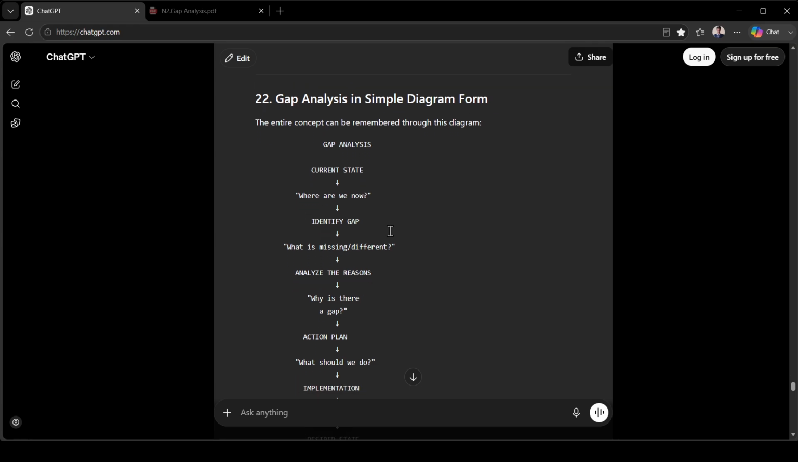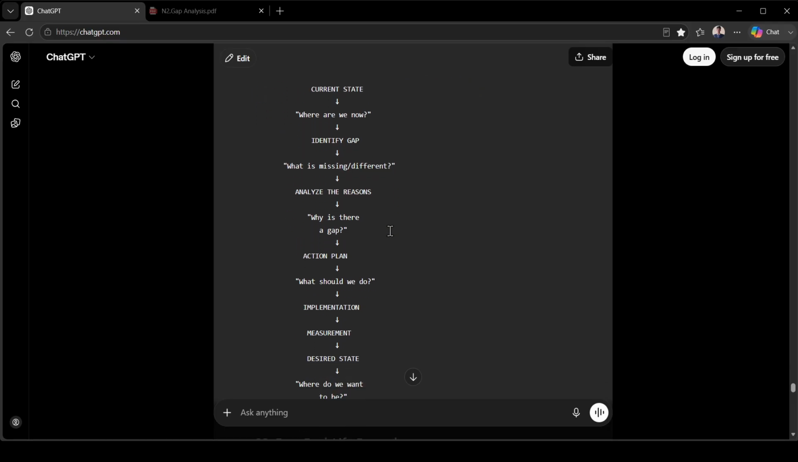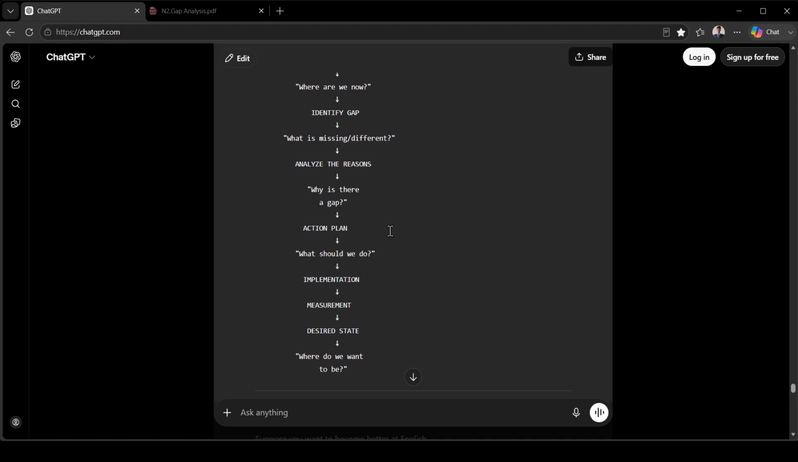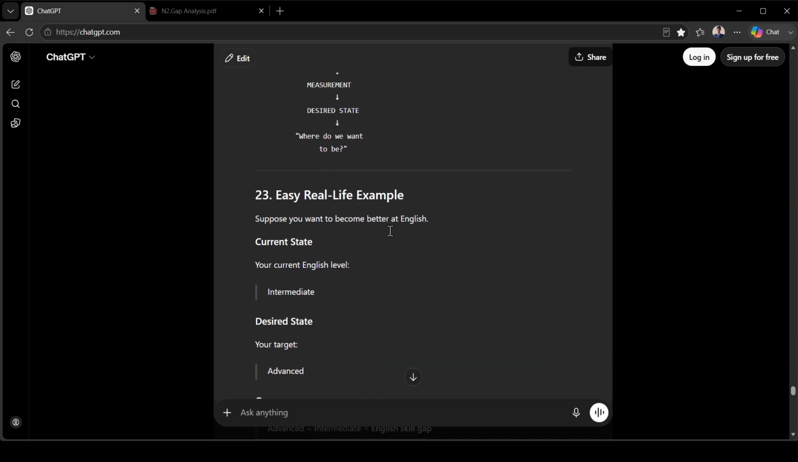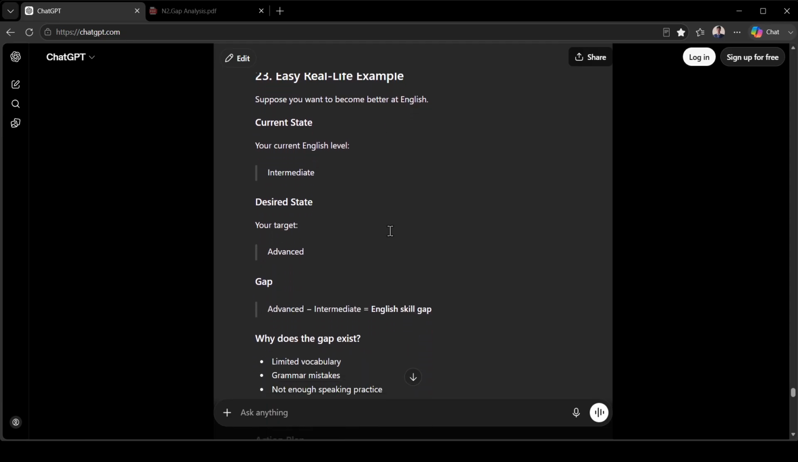Gap analysis, a simple diagram for the entire concept. The entire concept can be remembered through the diagram. Gap analysis: current state, where you are now; identify the gap, what is missing or different; then analyze the reason, why is there a gap; action plan, what should we do; implementation; then measurement; desired state, where do you want to be?